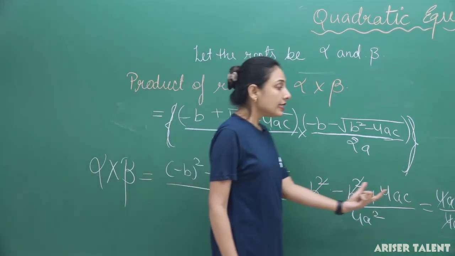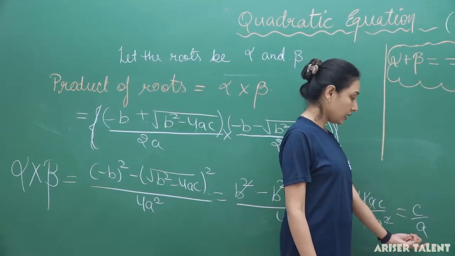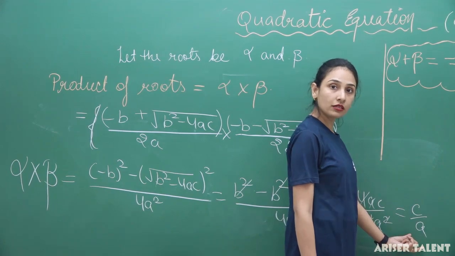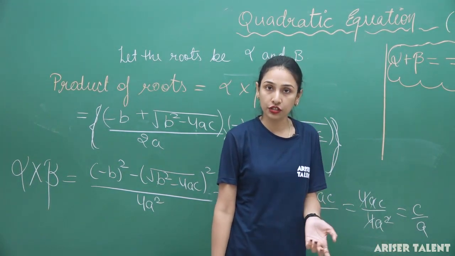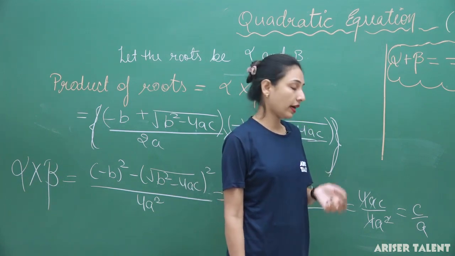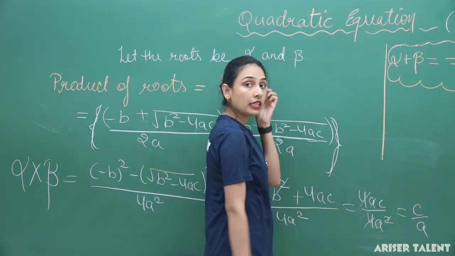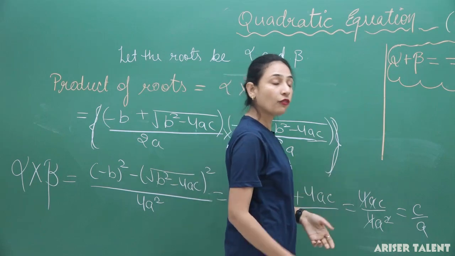C by a, that is alpha multiplied by beta, that is the product of roots of a quadratic equation, will be equal to what? C by a. Now, what is c? C is the constant term, and what is a? A is again the coefficient of x square, as you can see in the standard format of a quadratic equation.